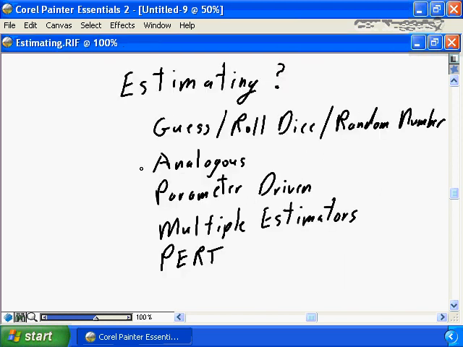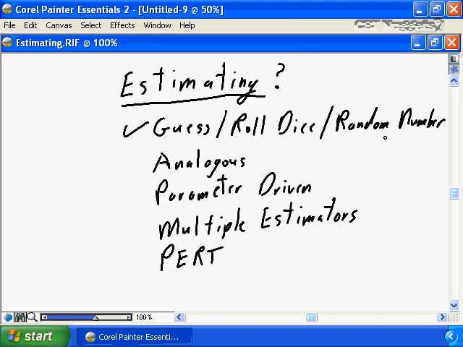A final component that must be addressed for resource estimating is the actual estimate itself. How do you develop good, solid, realistic estimates? How do you know it's going to take 40 hours or 20 hours or 60 hours to complete a specific work breakdown structure assignment? I hate to say it, but sometimes estimating is a guess. It's a rolling of the dice. It's a random number. I don't suggest that's a good method, but sometimes it really is.